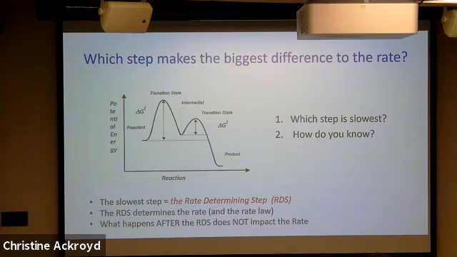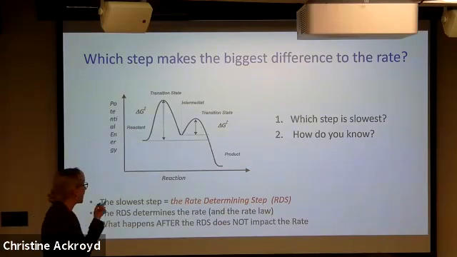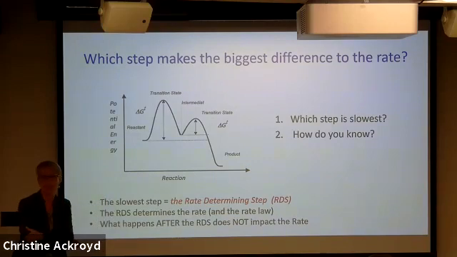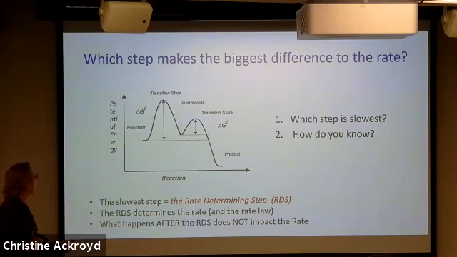The rate determining step is the one that is relevant to the rate law. Where does the order come from? It comes from the rate determining step. And anything that happens after the rate determining step doesn't influence the rate at all. So the whole rate here is determined by the first step and then the second step. Once we get to here, we'll go on to the product.